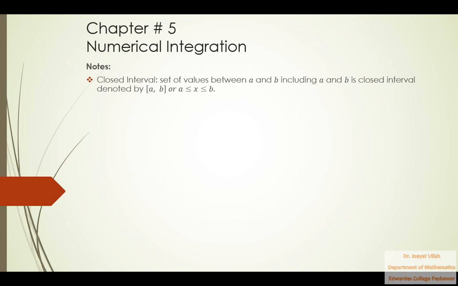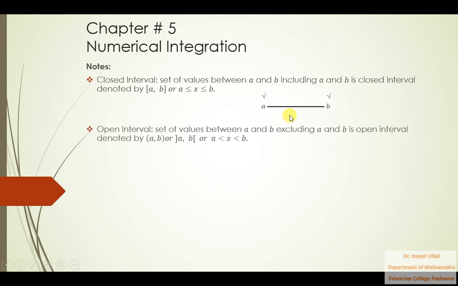The first one is closed interval. A closed interval is the set of all the values between two real numbers a and b, including those two real numbers a and b. It can be denoted by enclosing a and b in square brackets, or you can represent this interval in this form, that x lies between a and b. So that is a closed interval. A is included and b is also included, so this is called a closed interval.